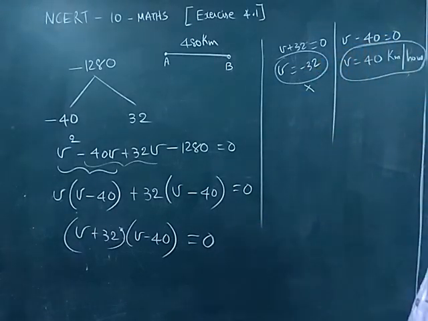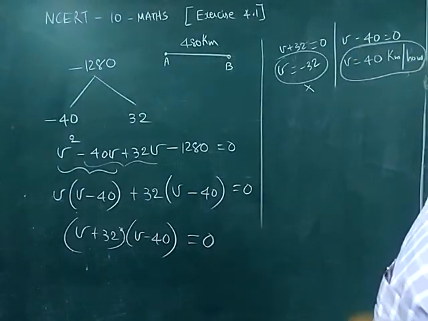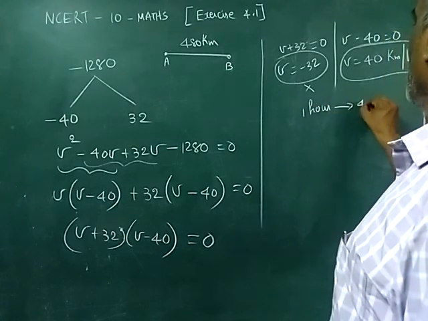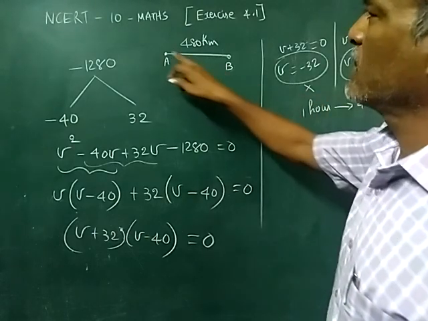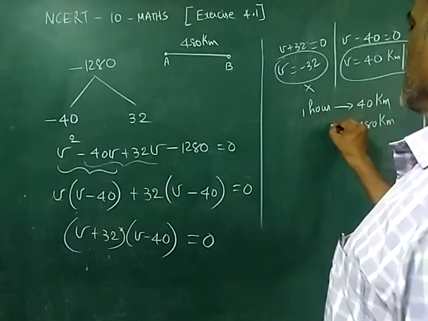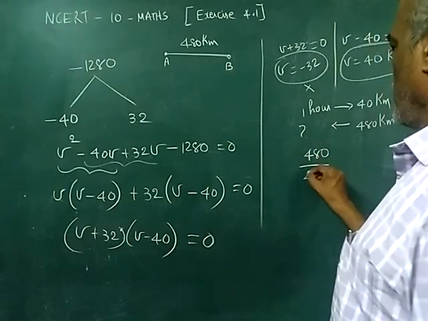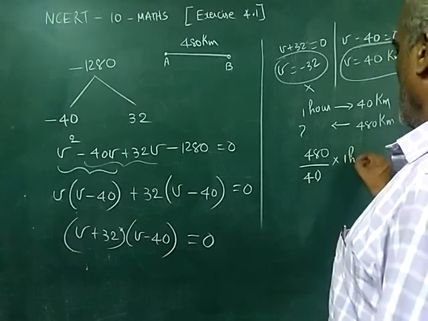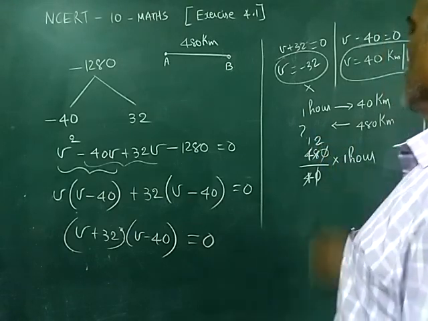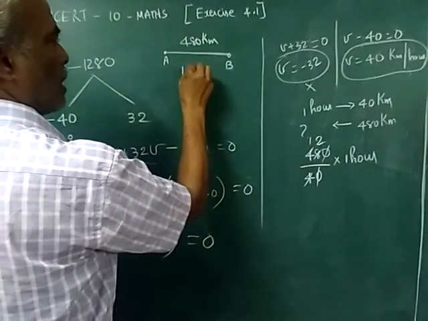Now let us verify. So velocity is 40 kilometers per hour. That is, in 1 hour it covers 40 kilometers. Now the distance is 480 kilometers. So for 480 kilometers, what is the time taken? 480 divided by 40 into 1 hour, which is 12 hours. To cover this distance, it will take 12 hours.